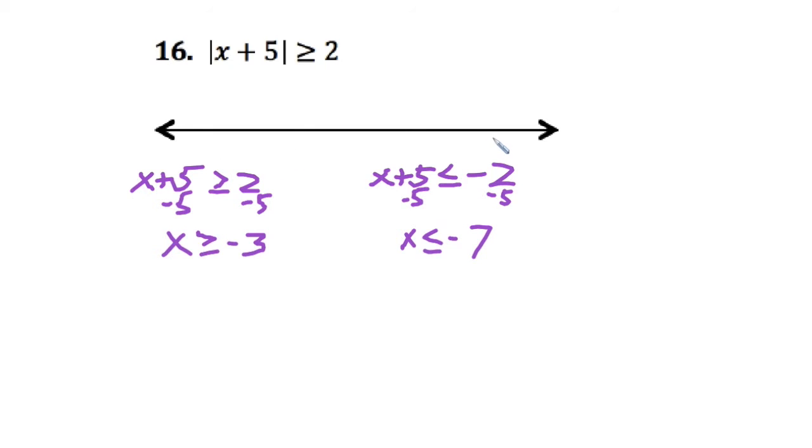Now, this time I don't have numbers on the graph, so find some. Here's negative 7. Here's negative 3. They're the only things I care about. X is greater than or equal to negative 3, so we're going to go this way. And it's greater than or equal to, so solid dot. X is less than or equal to negative 7, so this way. We're solved. Anything out here or out here satisfies this inequality.